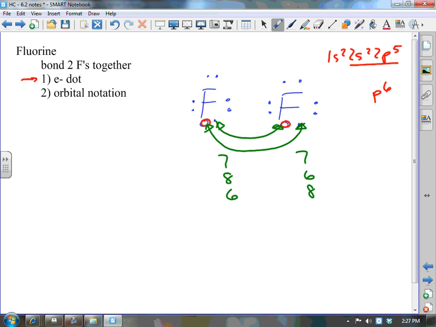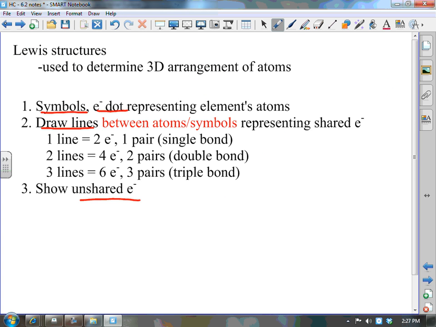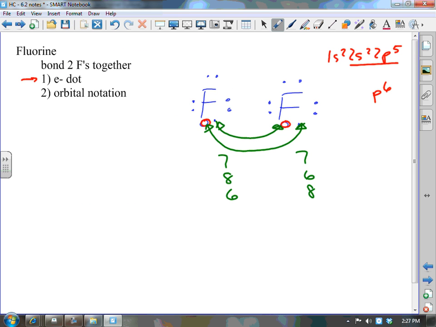Now, let's say we write the Lewis structure. Well, let's go back to what we said: we draw one line between the atoms that represents a single bond if two electrons are being shared. So, there were two fluorine atoms. I write their symbols. Between them, I draw one line. And that one line is telling us that there are two electrons being shared between the two atoms.